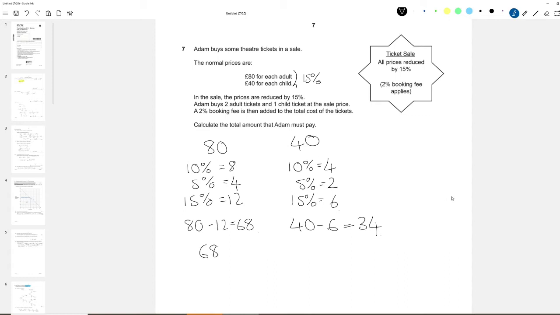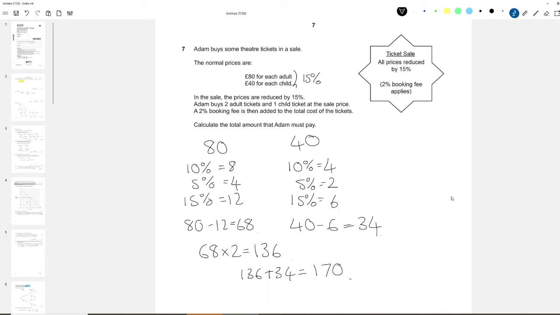So I need to do 68 times 2, which is 136. 136 add 34, which is £170. Then it says a 2% booking fee is then added to the total cost of the tickets.